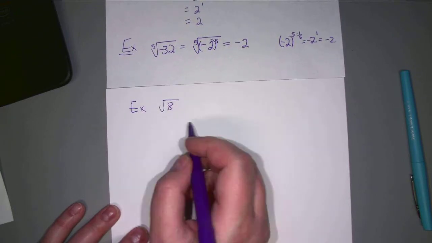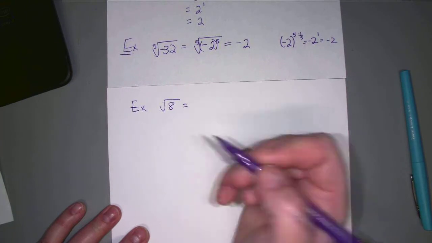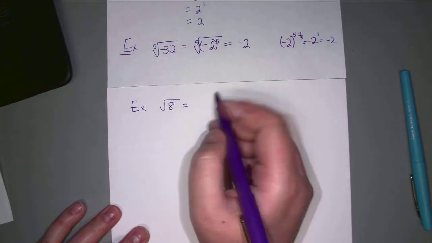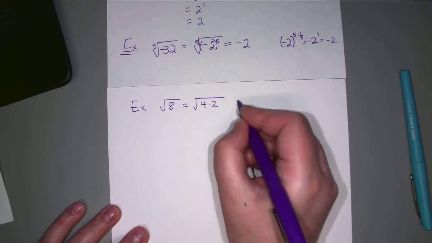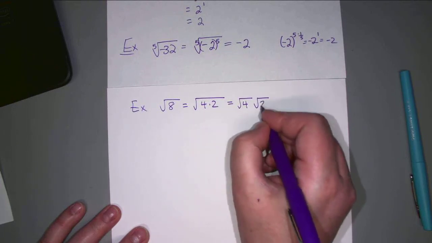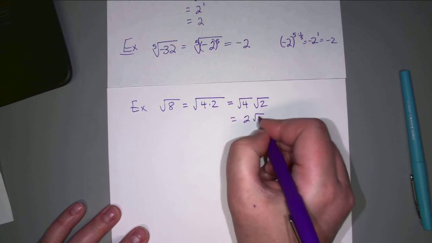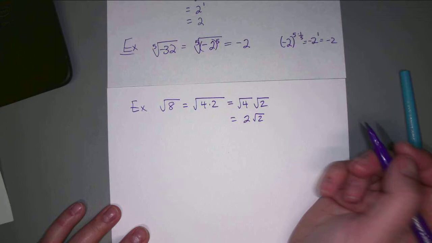Now sometimes you just want to put a radical into its simplest form, and it doesn't necessarily work out nice like those last ones. So 8 is 4 times 2, and then once you have these multiplied, you can say this is the square root of 4 times the square root of 2, which is 2 root 2. The root 2 doesn't work, but the square root of 4 is 2. So that does work.